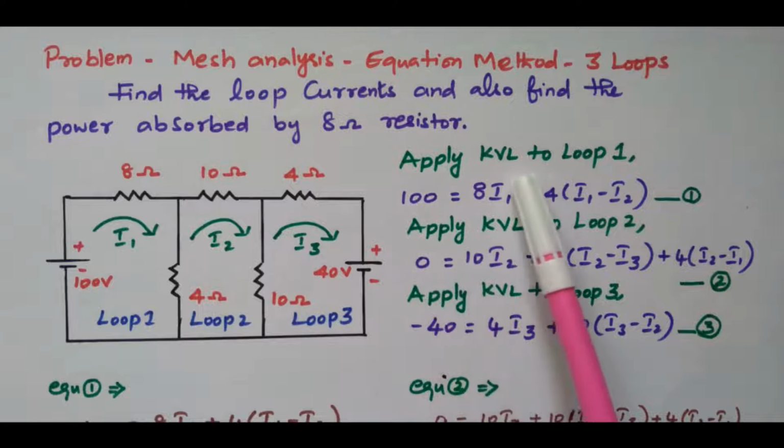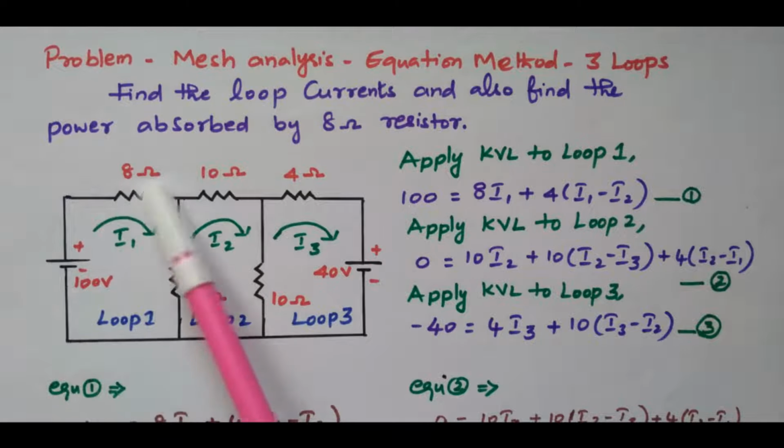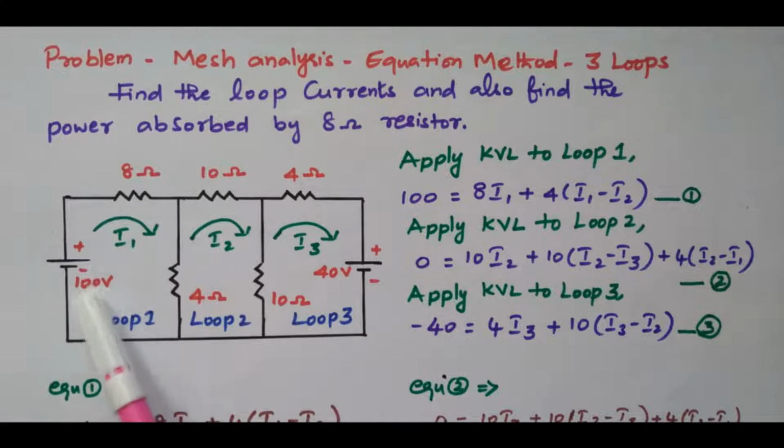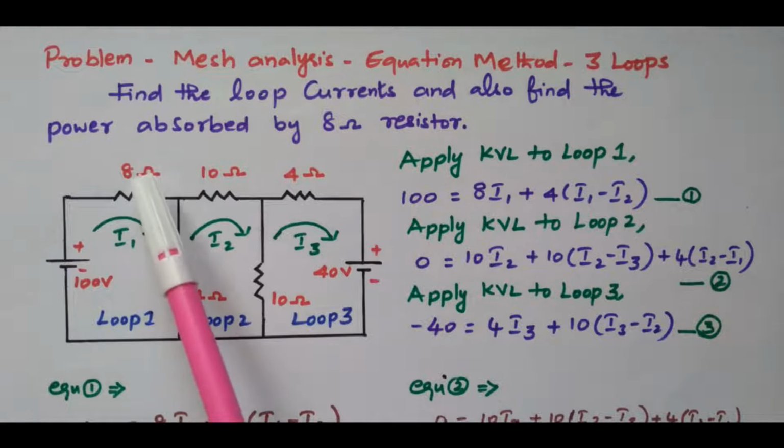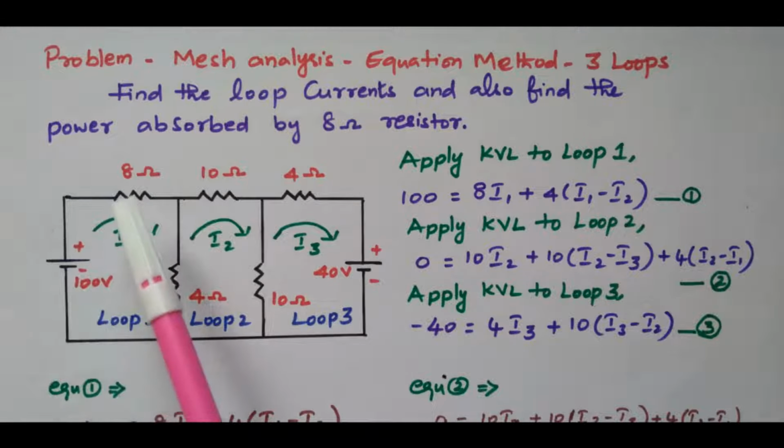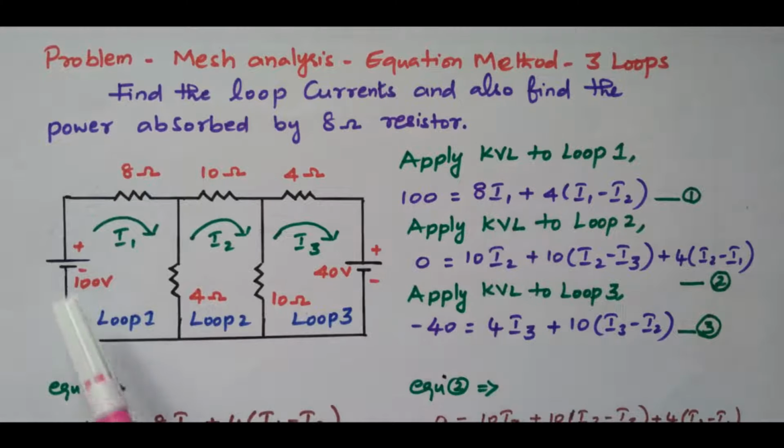Now we'll apply Kirchhoff's voltage law to loop 1. What is Kirchhoff's voltage law? The potential rise equals the potential drop in a closed loop, or the total potential in a closed loop is 0. What is the potential rise? This 100 volt source is a potential rise. The 8 ohm and 4 ohm are potential drops. So this 100 volts is equal to the voltage drop across 8 ohm and 4 ohm. That is given by Kirchhoff's voltage law: potential rise equals potential drop. Based on that we can frame the equation.